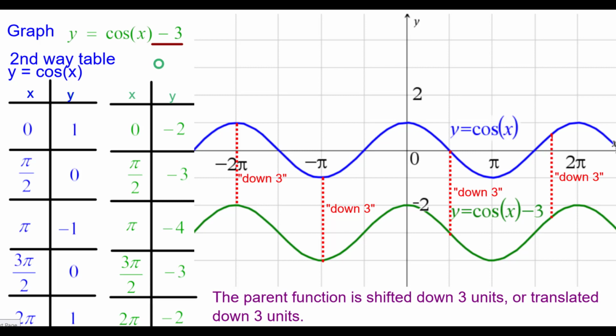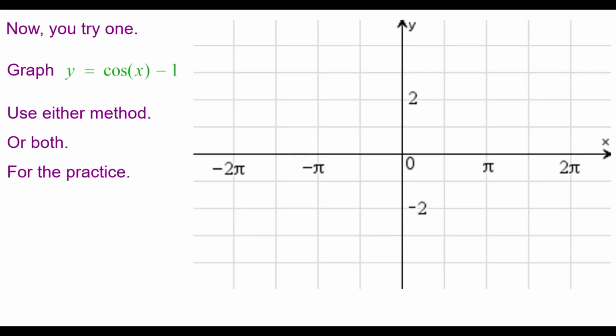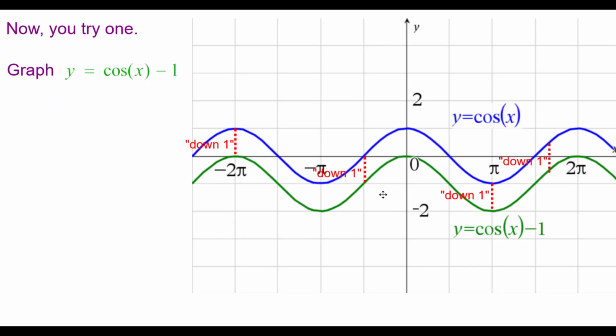Now you try one. Graph y equals cosine of x minus 1. Use either method or both for the practice. Pause as needed. Resume when you're finished to see the answer. And so the green is our answer. We also show the parent function to show that each point is shifted down or translated down 1 unit.